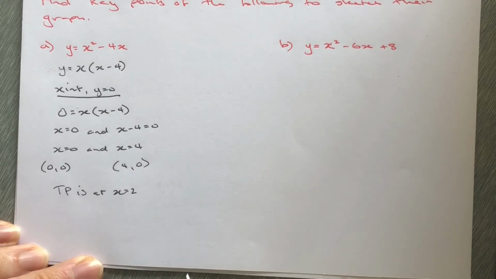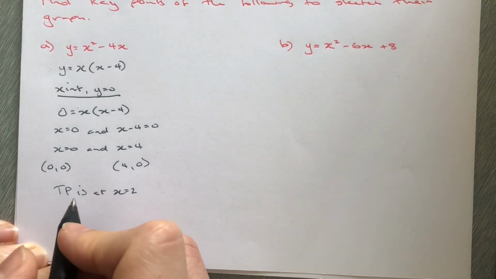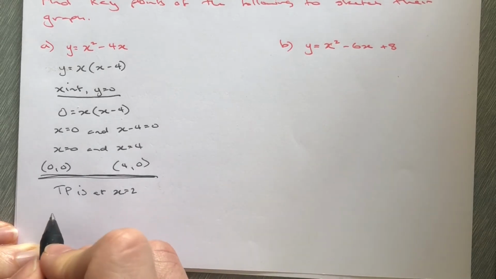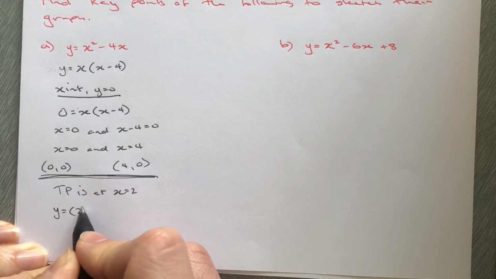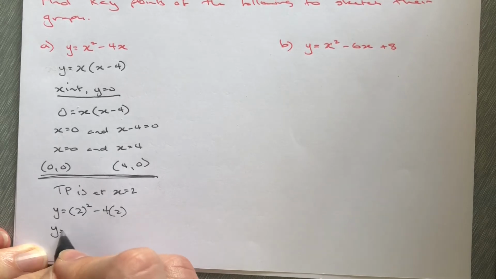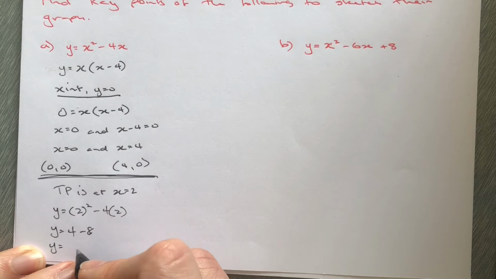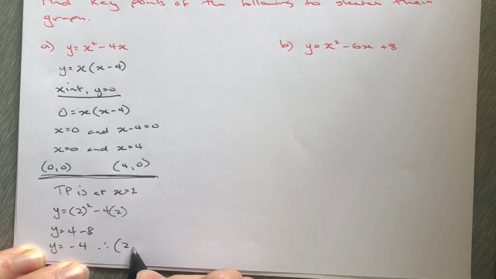Alright, now we can use x equals 2 in our rule to find out what the y value is that goes with it. So what I might do is take our rule, except instead of x, I'm writing in 2. And that's going to give me my y value. So the y value is going to be 4 minus 8. So our y value is negative 4. So therefore, our turning point is where x is 2, y is negative 4.